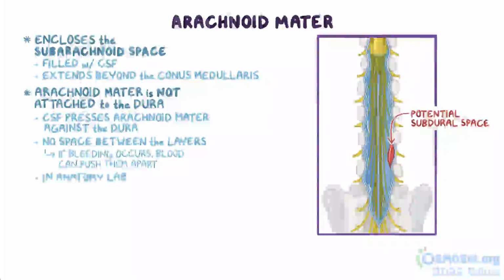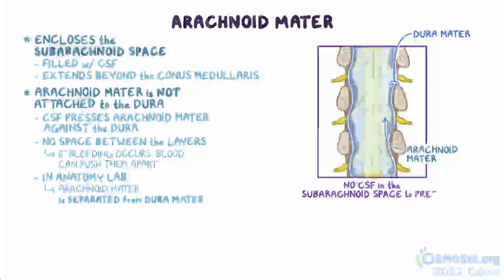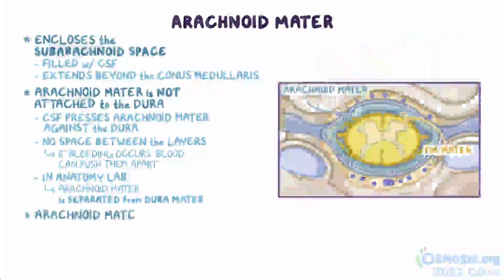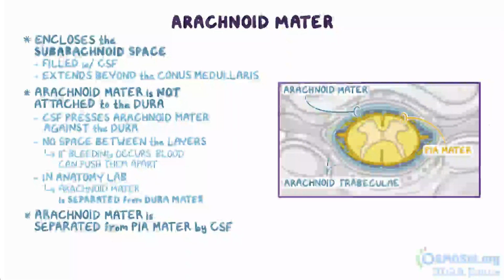In an anatomy lab, you might notice that the arachnoid mater is separated from the dura mater. This happens in cadavers because there is no CSF in the subarachnoid space to press the arachnoid against the dura. The arachnoid mater is separated from the pia mater by CSF, but connective tissue strands called arachnoid trabeculae make connections between the arachnoid and pia mater through the subarachnoid space.